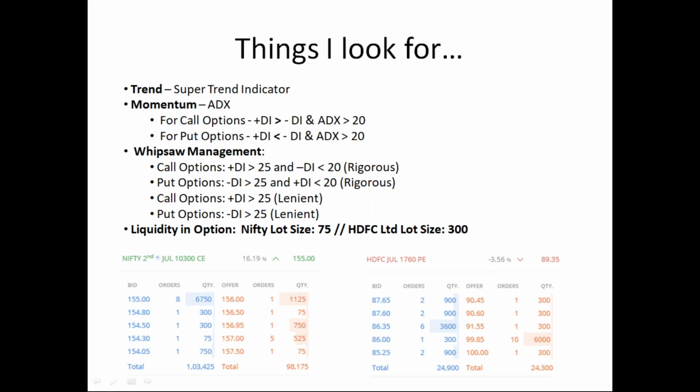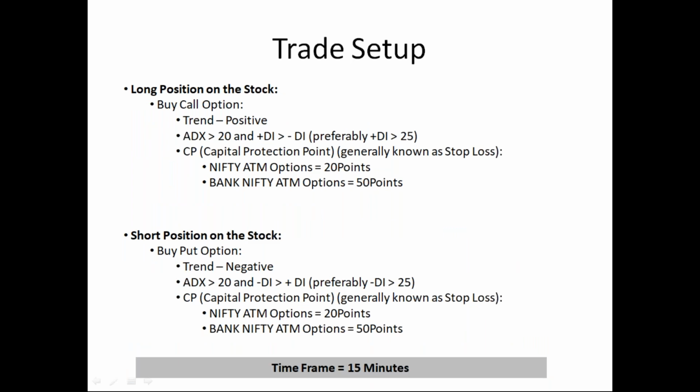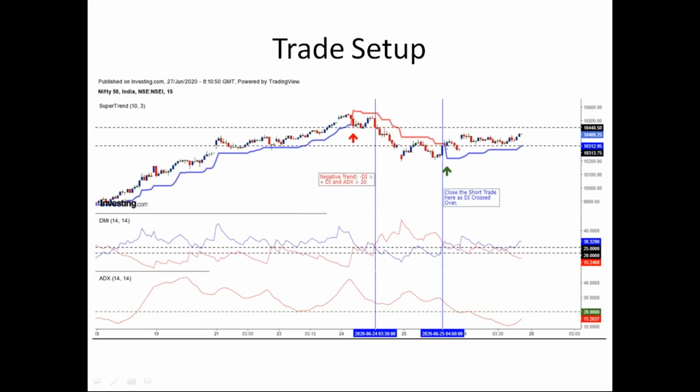So right now what I do, move to the next slide. I'll be long on any position on the stock only when the trend is positive. So basically I'll buy a call option when the trend is positive on Supertrend, and my ADX crossovers also give me a similar signal, that is the plus DI. I hope everyone knows what ADX means. If not, I'll just take a quick minute to explain what ADX is.